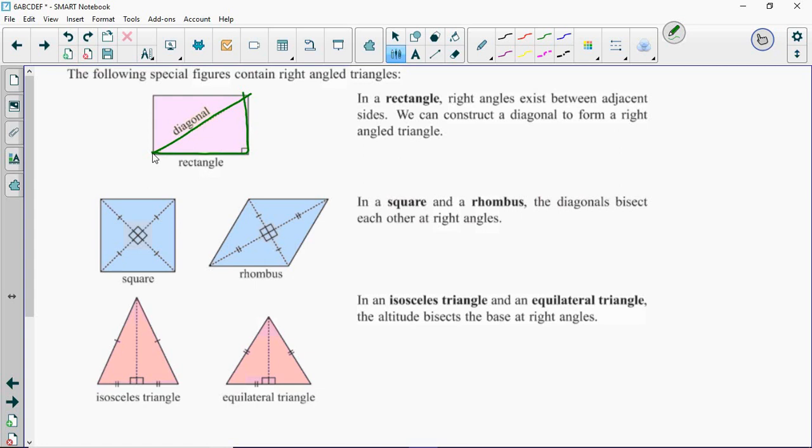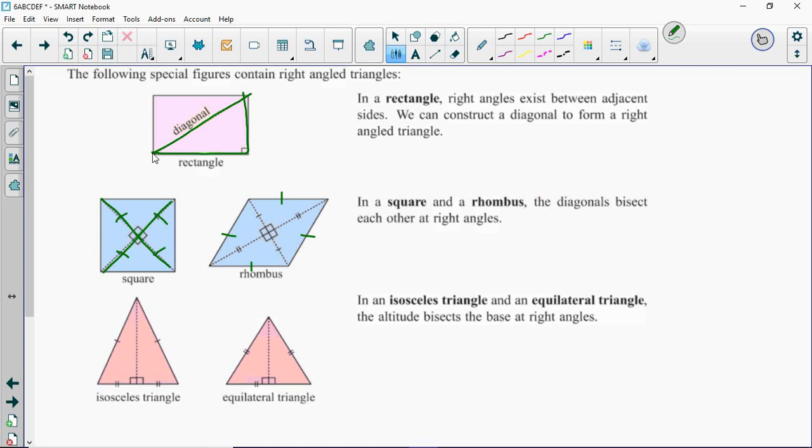If we have a square or a rhombus, what's a rhombus, by the way? A rhombus is kind of like a slanted square, so all 4 of the sides are the same. It is equilateral, however, it is not equiangular. But in both a square and a rhombus, if we draw in both diagonals, they will bisect each other at right angles. So in the case of the square, we've created 4 right triangles, and all 4 of them have congruent legs.